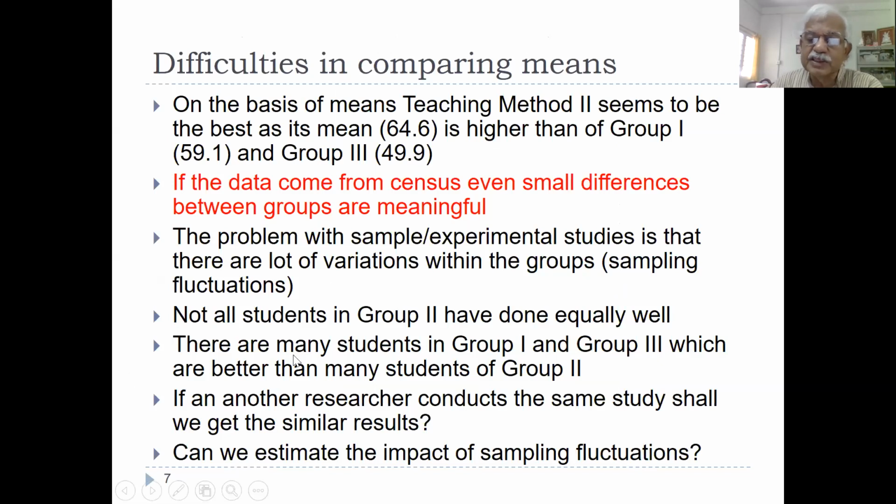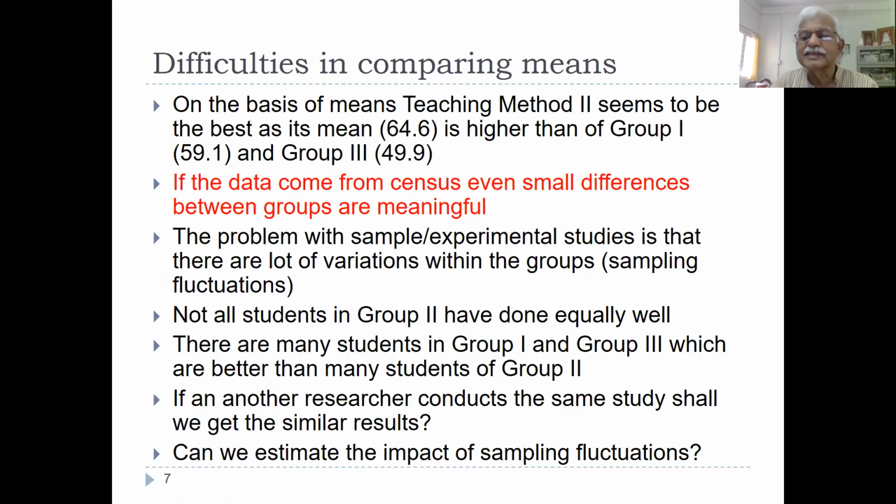Not all students in group 2 have done equally well. There are many students in group 1 and 3 which are better than many students of group 2. If another researcher conducts the same study, shall we get similar results? If there are variations within the groups, that shows that we cannot definitely say on the basis of means of the groups that one group is superior to another.